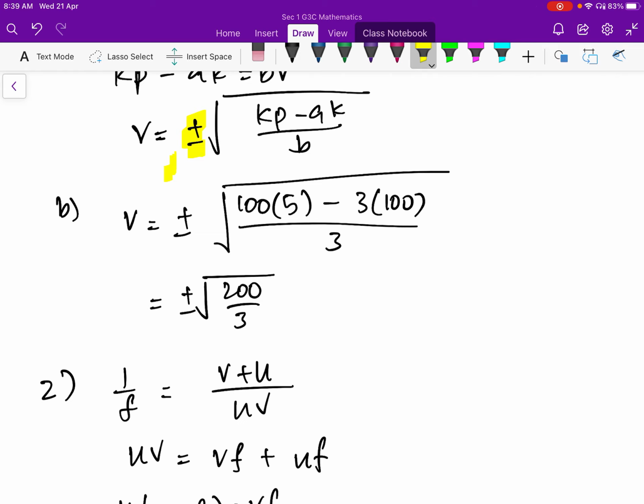Okay, so this is the value. Then round it off to 3SF. Sorry. Equals to whatever value they round off to, the two answers: one positive, one negative.